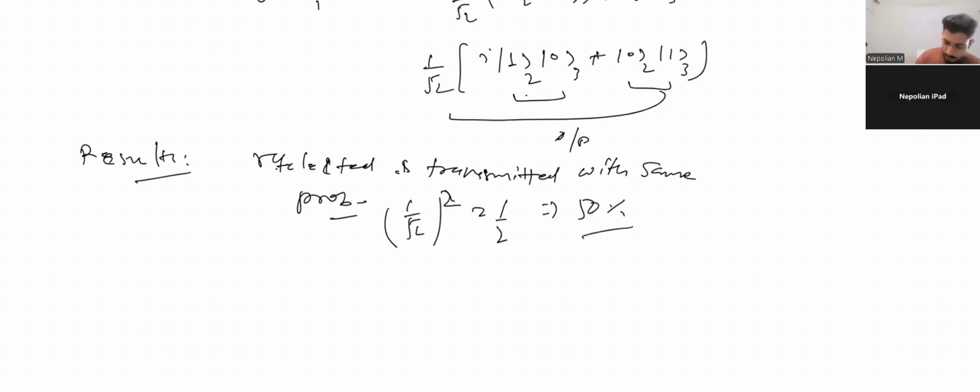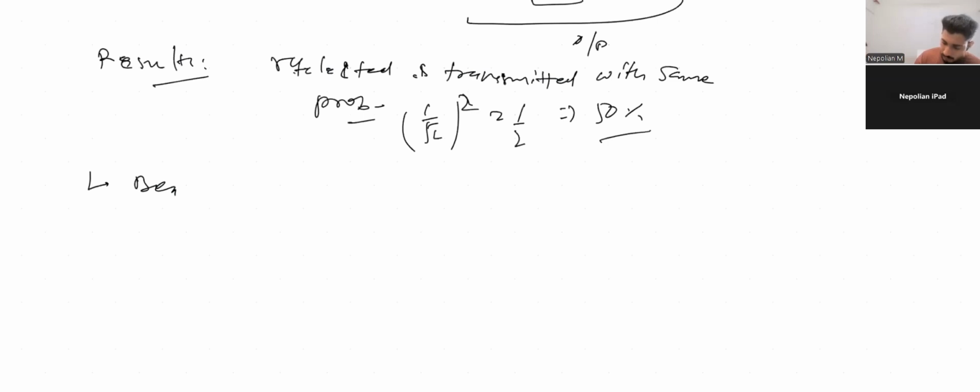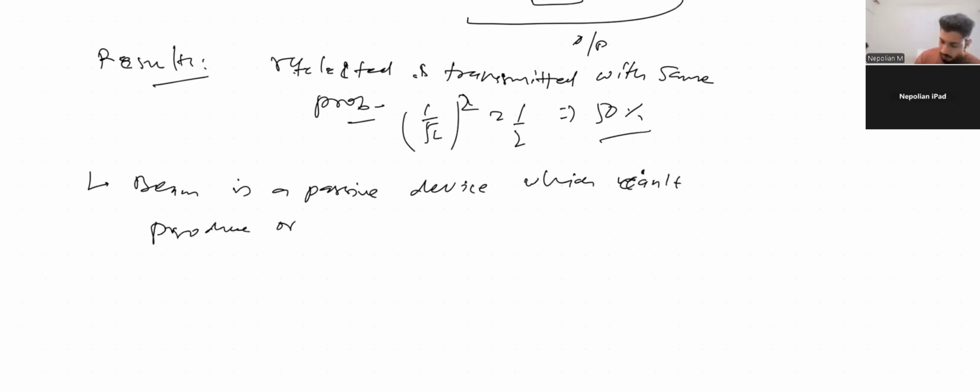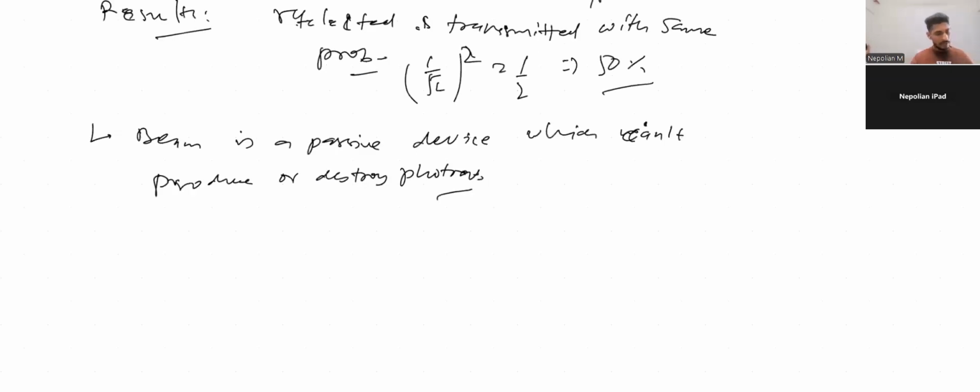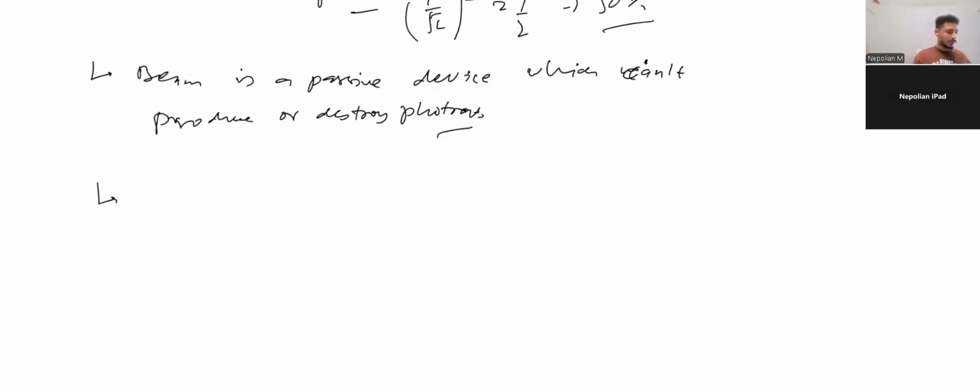So a beam splitter is a passive device which cannot produce or destroy photons. Okay. There are some other things also, but due to the time limit, I cannot explain everything.